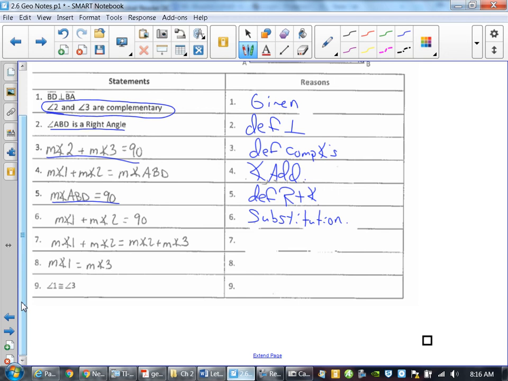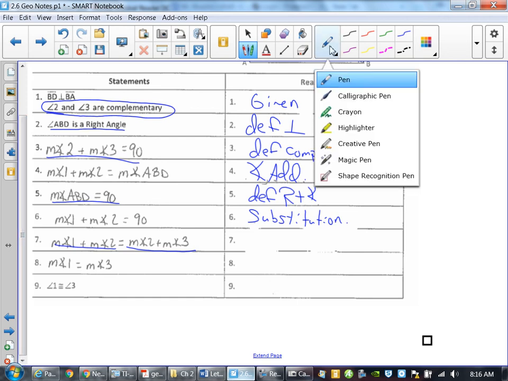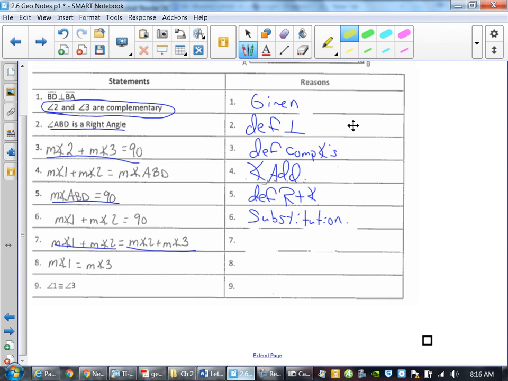Now, again, what's the next step? Look through where you have a bunch of stuff. I have angle 1 plus angle 2 is angle 2 plus angle 3. Well, look back into the proof then where you have something written about angle 1 and angle 2. Look back where you have something written about angle 2 and angle 3. Very good. Because here you have angle 2 and angle 3 is 90. Here you have angle 1 and angle 2 is 90. Since they both equal 90, they have to equal each other.